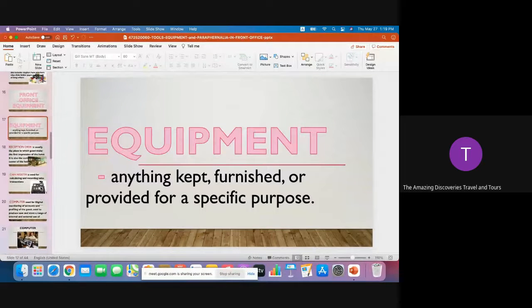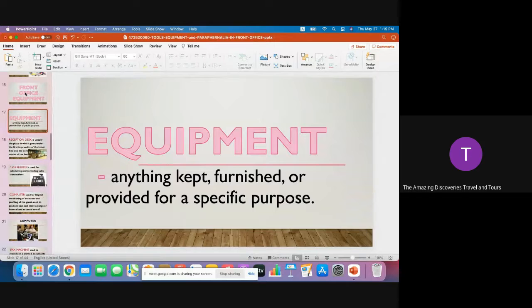Mas ma-fast lang ko guys kay very simple lang niya. So mga front office equipment. So let's do the front office equipment.